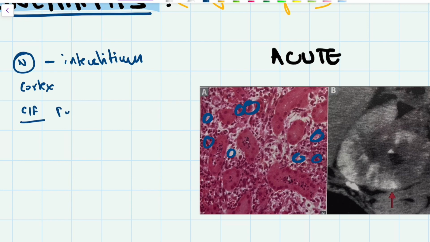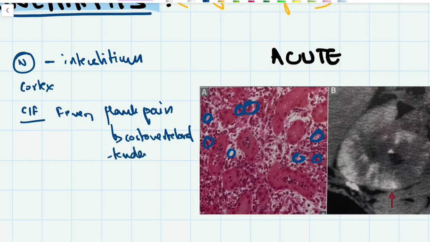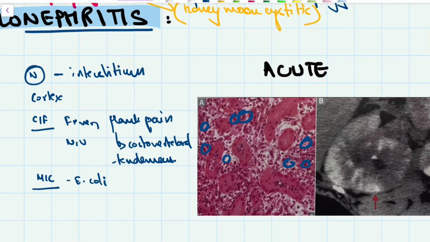The patient will present with fever and flank pain, right? Especially this is described as the typical costovertebral tenderness, along with other non-specific features like nausea, vomiting, and even chills. The most common cause for pyelonephritis is again infection with E. coli, right? And E. coli has a hematogenous spread to the kidney.